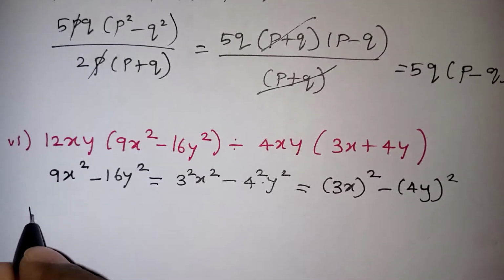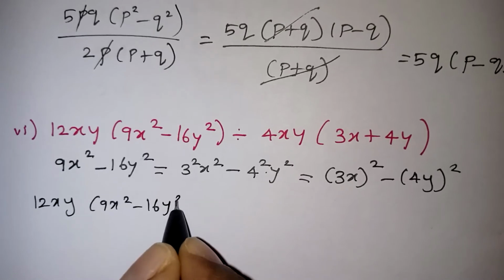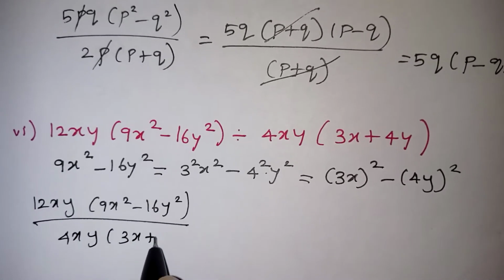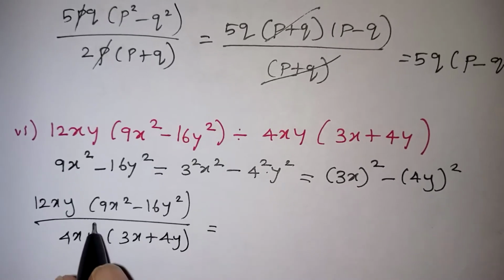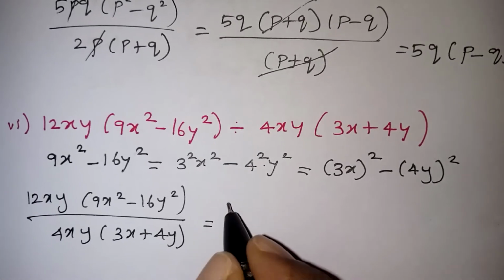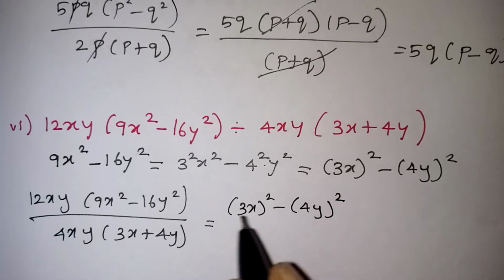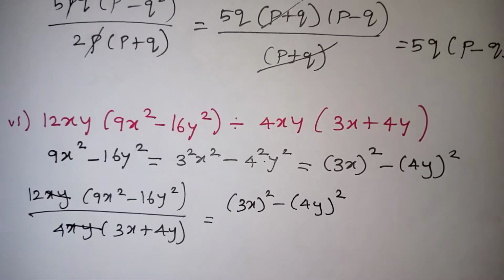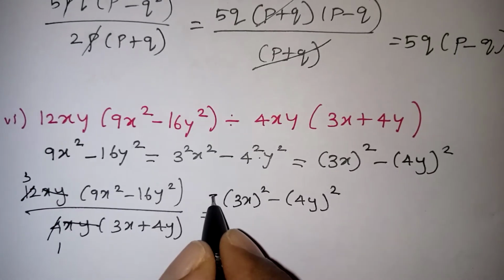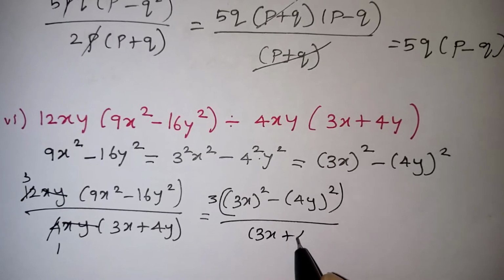Now actually our question is 12xy into (9x squared minus 16y squared) by 4xy into (3x plus 4y). Now instead of 9x squared minus 16y squared, we can write it as (3x) the whole squared minus (4y) the whole squared. Here this xy term will get cancelled. 4 ones are 4, 4 threes are 12. So here we have only one 3 extra, divided by, here we have 3x plus 4y.